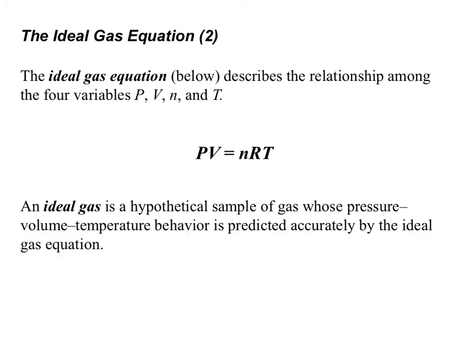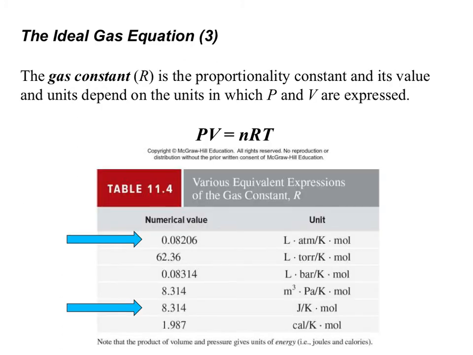The ideal gas equation, PV equals nRT, describes the relationship among the four variables pressure, volume, amount of gas, and temperature. An ideal gas is a hypothetical sample of a gas whose pressure, volume, temperature behavior is predicted accurately by the ideal gas equation. The gas constant R is the proportionality constant, and its value and units depend on the units in which pressure and volume are expressed.